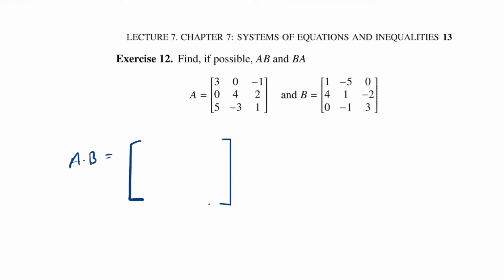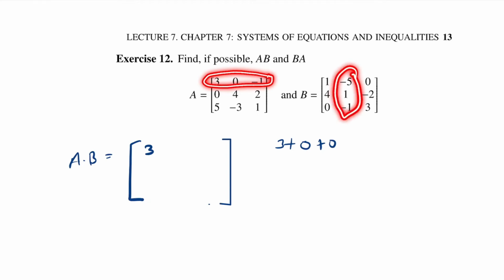You're going to multiply the first row times the first column, and then add up each of those products. So 3 times 1 is 3. So 3 plus 0 times 4 is 0. Negative 1 times 0 is 0. So it's going to be 3. For the second one, you're going to multiply the first row by the second column. So it's going to be negative 15 plus 0 plus 1 is negative 14. That times that this time would be 0, 0, negative 3.